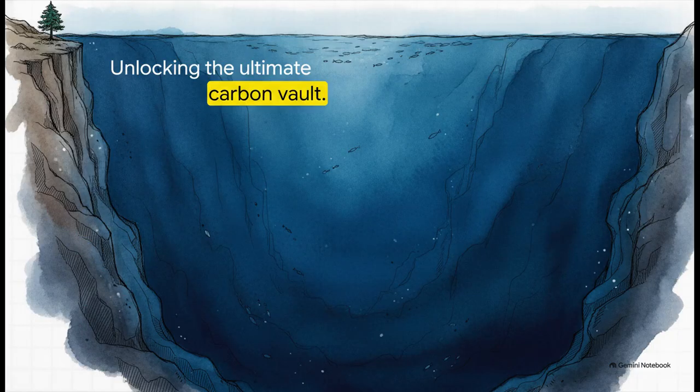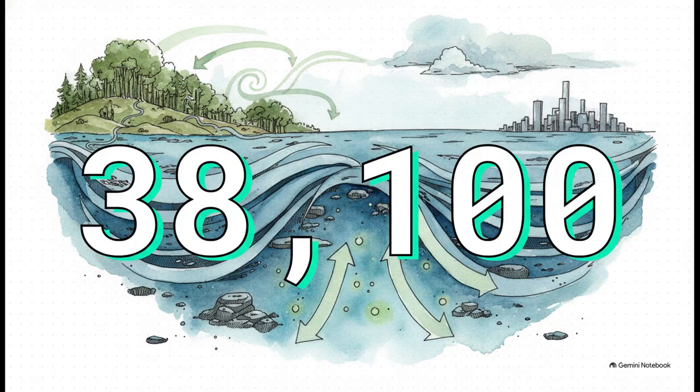Section 2, the ocean's massive carbon storage. Let's move to the ocean and see how this builds to unlock the ultimate carbon vaults. 38,100 gigatons of carbon. Just take a second to let the sheer scale of that number sink in. While the soils hold a highly respectable 1,580 GTC and the atmosphere holds 750, the deep ocean? It holds a staggering 38,100 GTC. This massive underwater vault completely dwarfs all the land and atmospheric storage combined.